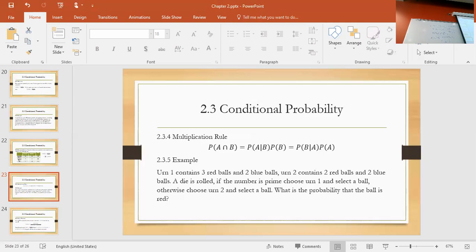So, this probability here is the probability of choosing a red ball given that the urn is U1. So this will be probability of U1 and probability of R given U1. This will be probability of U2 and probability of R given U2.